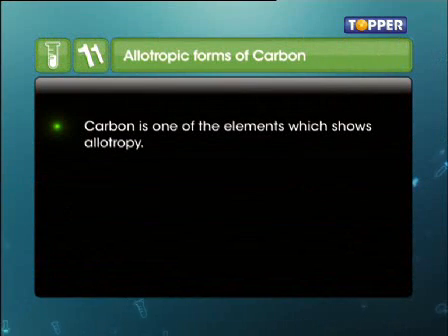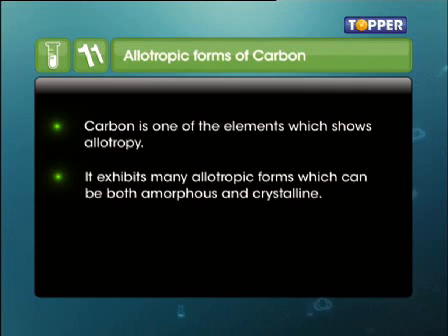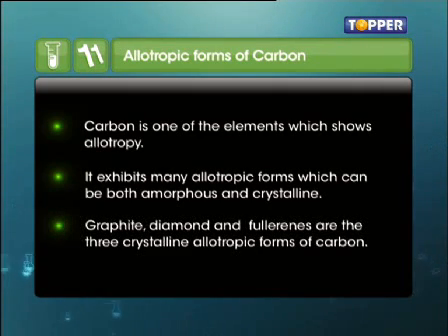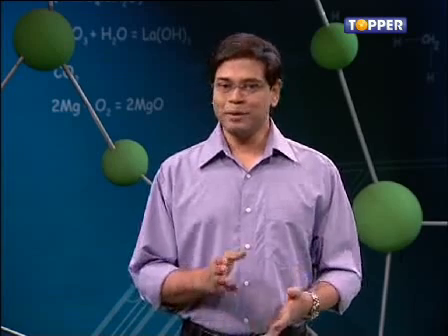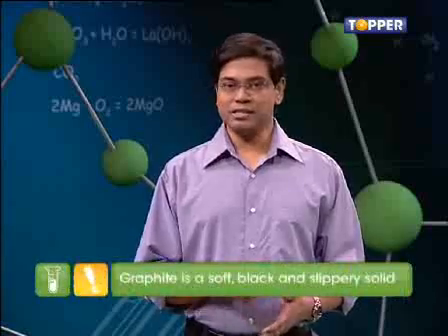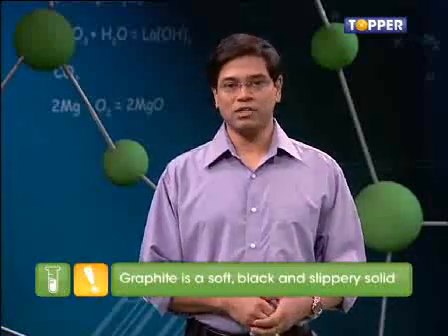Carbon is one of the elements which shows allotropy. It exhibits many allotropic forms which can be both amorphous and crystalline. Graphite, diamond, and fullerenes are the three crystalline allotropic forms of carbon. Let's begin with graphite, which is a soft, black, and slippery solid.